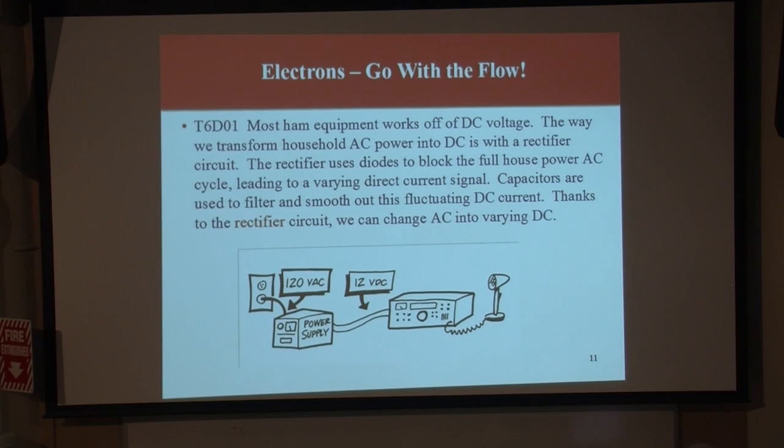Most ham equipment works off a DC voltage. The way we transform household AC power into DC is with a rectifier circuit. The rectifier uses diodes to block the full house power AC cycle, leading to a varying direct current signal. Capacitors are used to filter and smooth out the fluctuating DC current. Thanks to the rectifier circuit, we can change AC to varying DC. And it's just basically telling you what a rectifier does. It smooths out the fluctuating DC current.